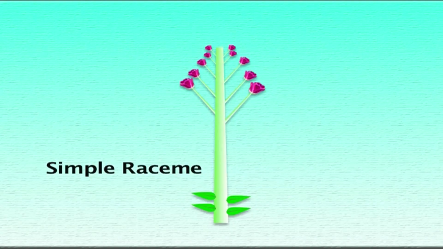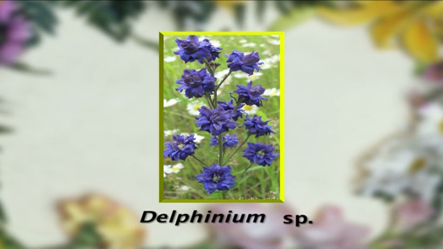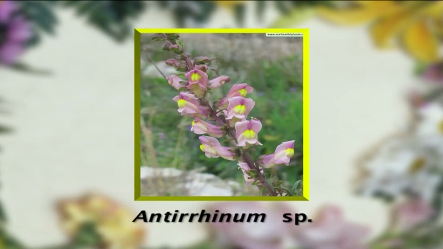In this, the main axis is elongated and unbranched. It bears pedicellate flowers in an acropetal succession. The examples of simple raceme are Brassica or mustard, Delphinium or larkspur, and Antirrhinum or snapdragon.